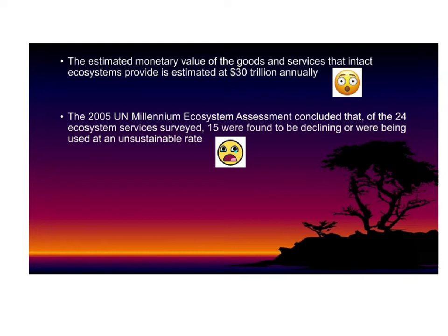The 2005 UN Millennium Ecosystem Assessment concluded that of the 24 ecosystem services surveyed, 15 of those 24 were found to be declining or were being used at an unsustainable rate, meaning that if they weren't declining at that moment, they were in danger of declining in the near future. This is not good.